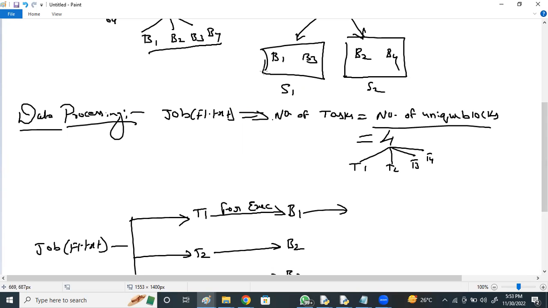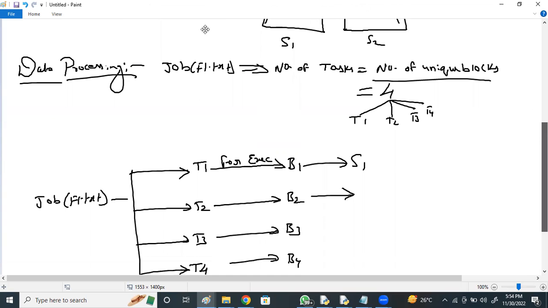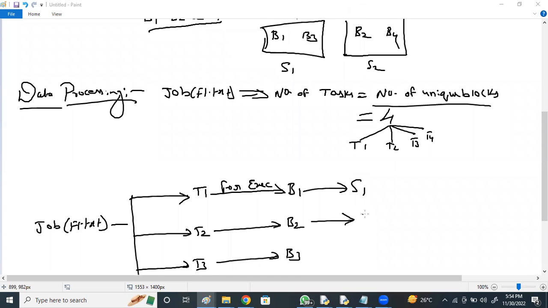Who should execute the T1 task? Slave 1 only should execute, right? T1 task is for executing B1. B1 is present in slave 1. So slave 1 only executes. Who should execute the T2 task? Slave 2.